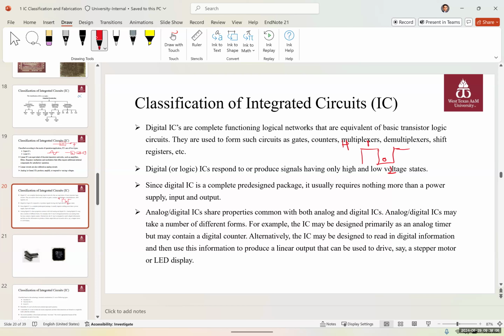Analog digital ICs share properties common with both analog and digital ICs. Sometimes we have a combination of analog digital ICs. It's like a hybrid setup. Some analog ICs can have a digital component, like an analog IC with a digital counter. And it's the other way around. You may have a digital IC, but the input or output could be analog to be able to control a motor or get data from a sensor. And then you have an analog to digital converter, or a digital to analog converter to convert analog to digital and digital to analog.